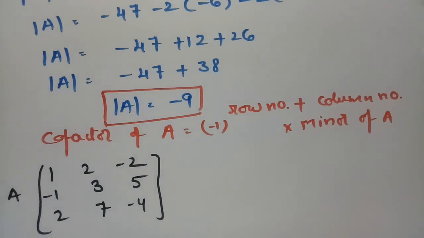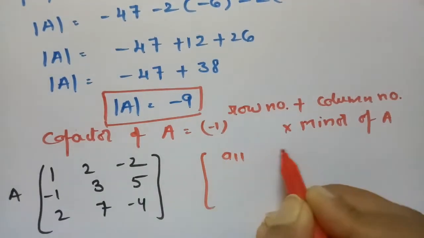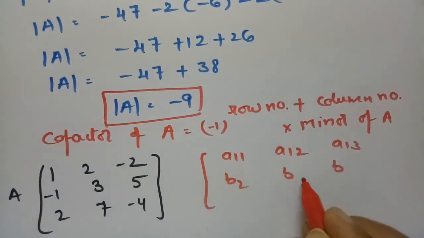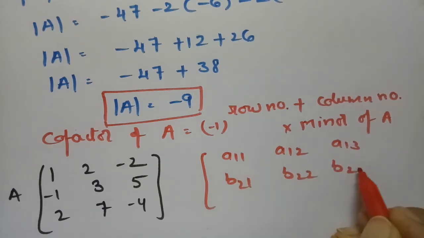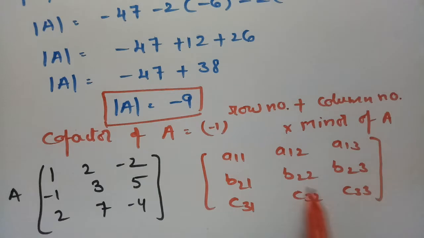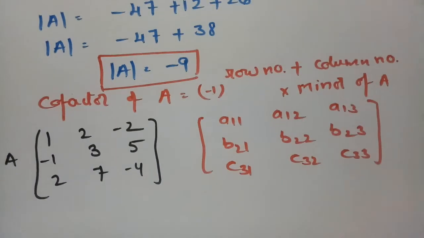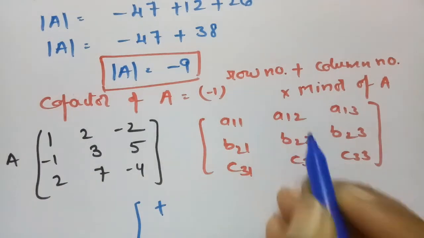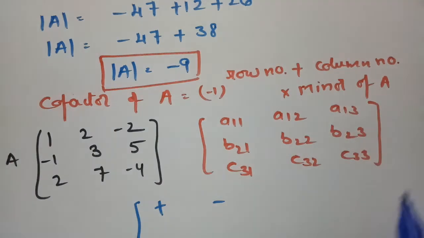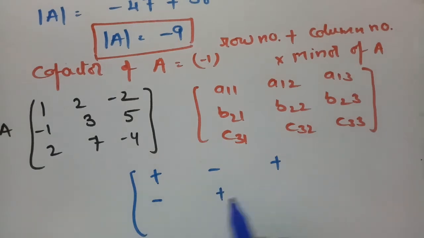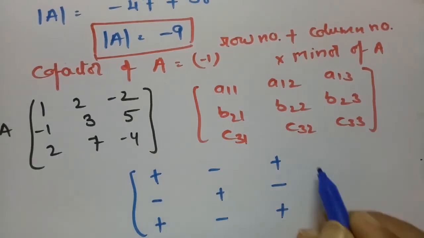Here this is A11, A12, A13. This is the second row and this is the third row, with first column, second column and third column. Minus 1 power row number plus column number: this will be minus 1 power 1 plus 1, so this is plus; minus 1 power 1 plus 2, minus 1 power 1 plus 3, so this is again plus. And so on: plus, minus, plus, minus, plus, minus, and again plus, minus, and plus.